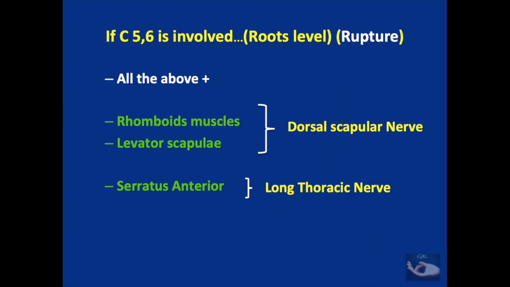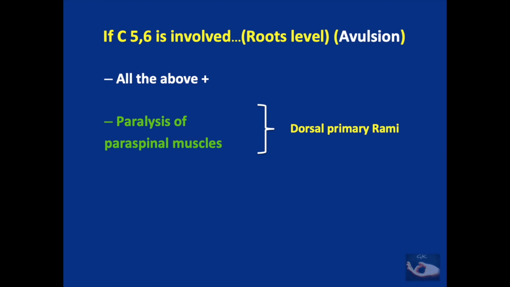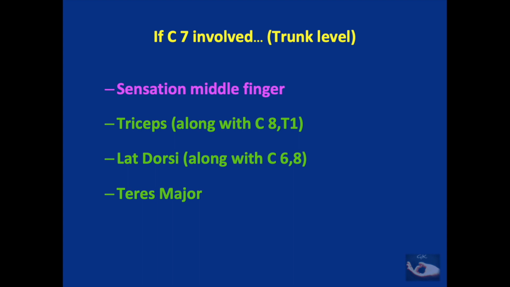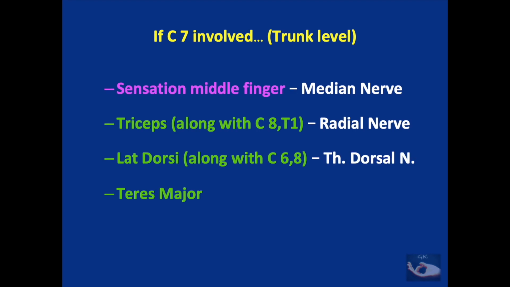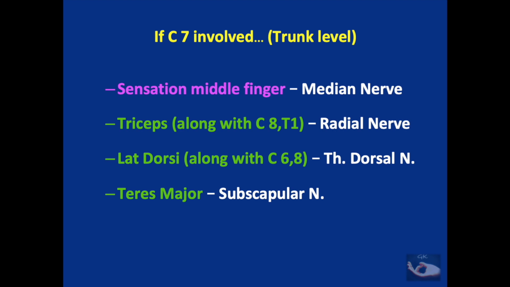When the C5-6 roots are involved, that is, there is a rupture of the roots, you will have all the above findings, plus paralysis of the rhomboids, levators and serratus anterior. If the roots have been avulsed, there is also a paralysis of the paraspinal muscles due to the involvement of the dorsal primary rami. If C7 is involved at the truncal level, there is a loss of sensation on the middle finger through the fibers contributed from C7 through the median nerve, and involvement of the triceps muscle, but that is also neurotized with C8-T1, and this is through the radial nerve. Then there is involvement of the latissimus dorsi, which is also supplied by C6-8 through the thoracodorsal nerve, and lastly the teres major through the subscapular nerve.